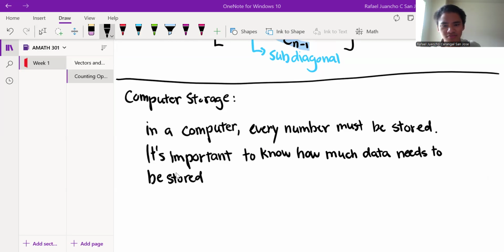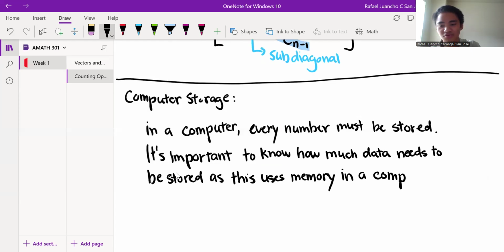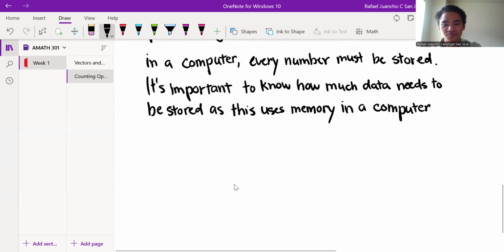Why is this important? Because this uses memory in a computer. You know how when we store photos or videos in our cell phone or when we install apps, we're consuming memory in our devices, right? And so we need to know the amount of data that's being stored, since it consumes memory. Okay.